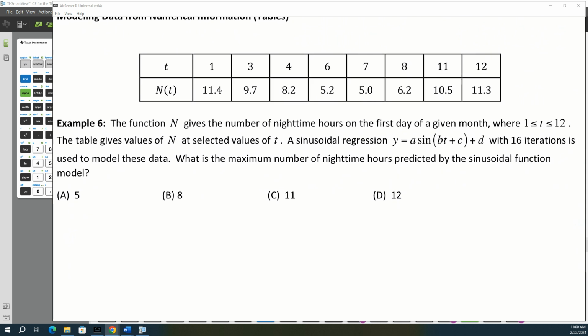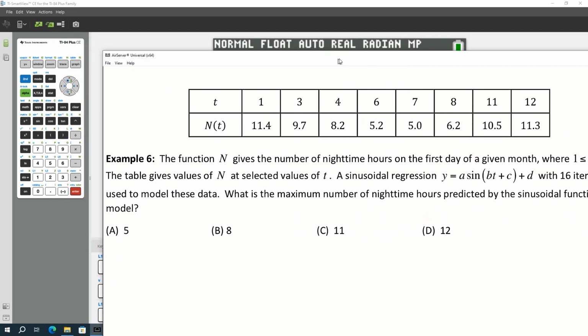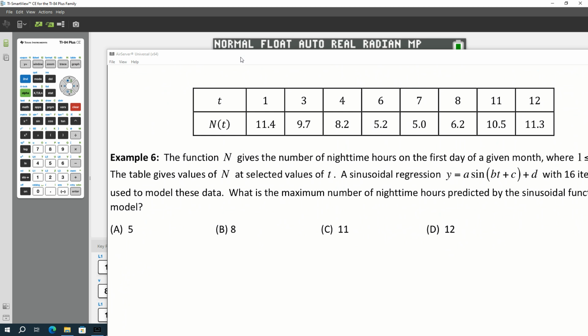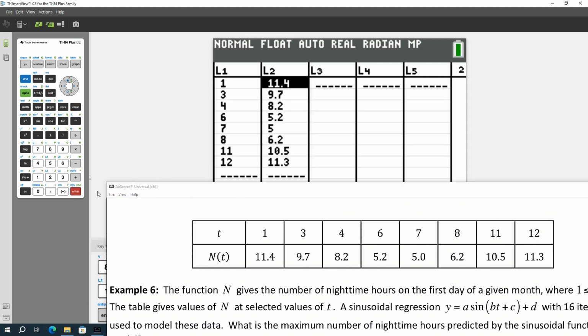Okay, so go ahead on your calculator, go to stat, and put this data in. So stat, edit, type it in. Everybody should be typing, not watching basketball on their phone.